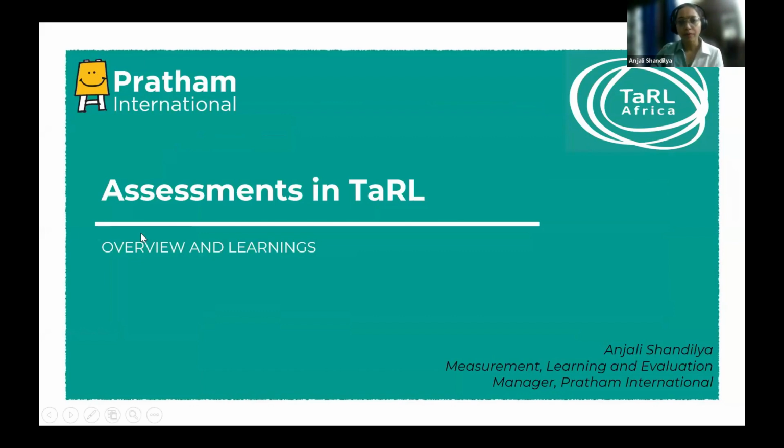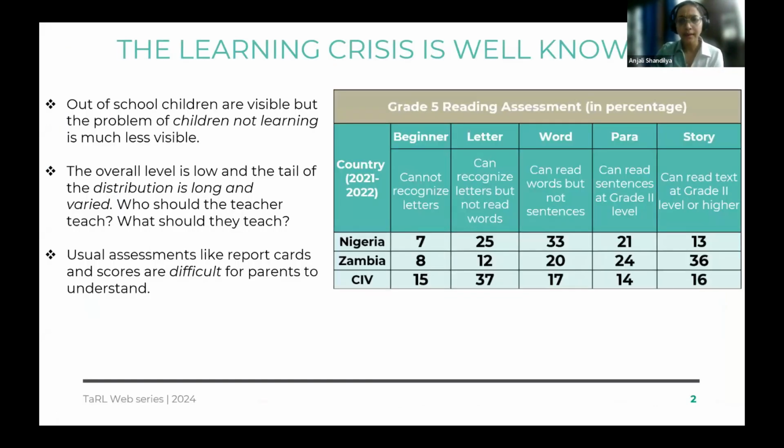Let us get into the overview section, but before that, let us revisit the learning crisis that we all are aware of. Look at the learning levels of grade 5 across countries in the table on the right of your screen. Only almost 30% of grade 5 children are able to read a simple paragraph in Nigeria and Côte d'Ivoire. Our experience suggests that parents, teachers, and policymakers overestimate what children can do. And we tend to see the issue that lies with out-of-school children, but not the problem of children who are in the school and not learning.